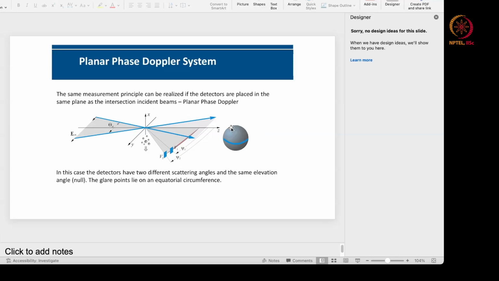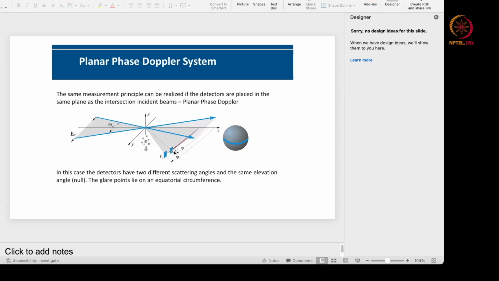So instead of going down the meridional circumference of a particle, you go along the equatorial circumference. You go along this equator, and you can also go through this meridional. It depends on whether the detectors are stacked at an elevation. That means if this detector and this detector are elevated, you go along the glare points along the meridional circumference. But in this particular case, you go for detection along the equatorial circumference. Okay, so this is what the two detectors are doing.